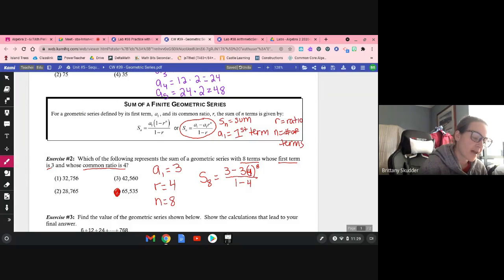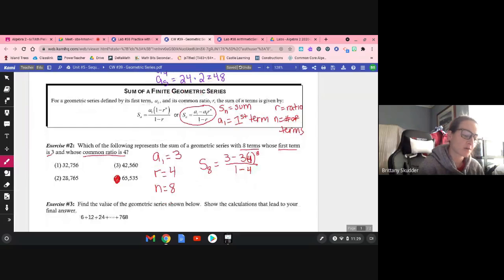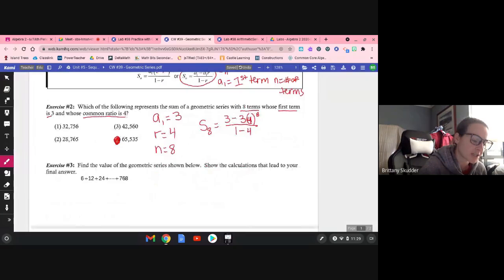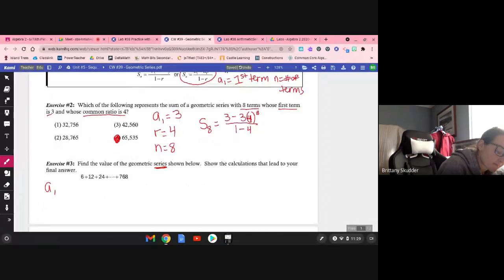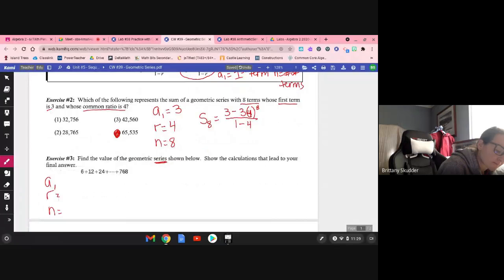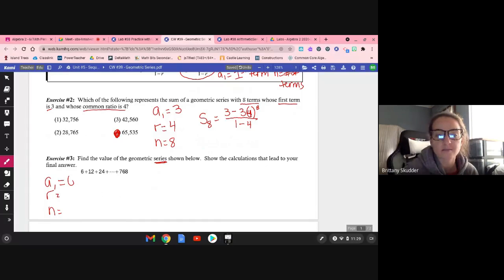Okay, find the value of the geometric series shown below. Show calculations that lead to your final answer. So the word series, you would know that you're using this formula that we just learned about. Again, you need to know what A1 is. You need to know what R is and what N is. All right, great. We know A1 is 6. Who can tell me what R is?